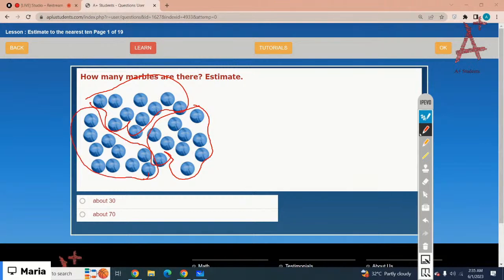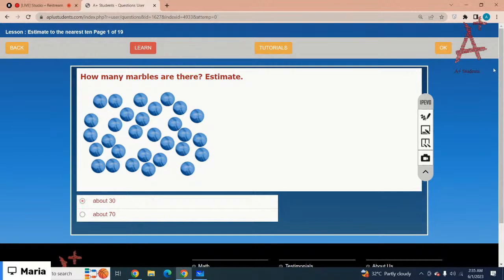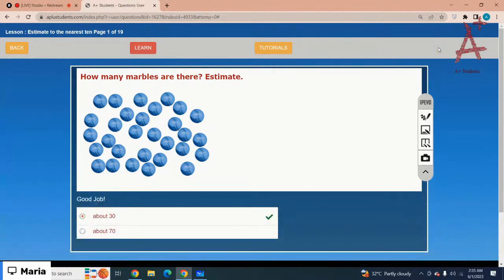So the estimated answer, they are about 30. I haven't counted the third group fully. So the estimated answer is about 30. You have three groups of 10 marbles each, so that would be about 30. Got it?